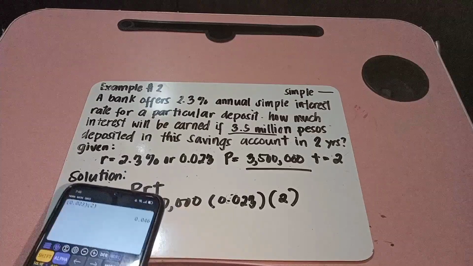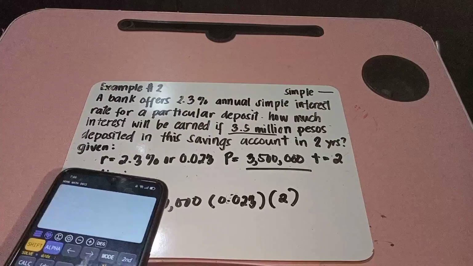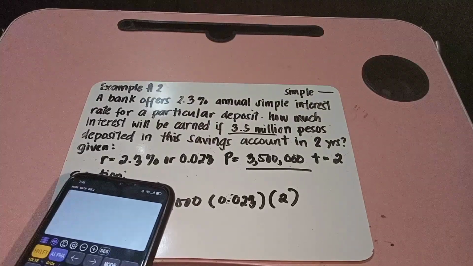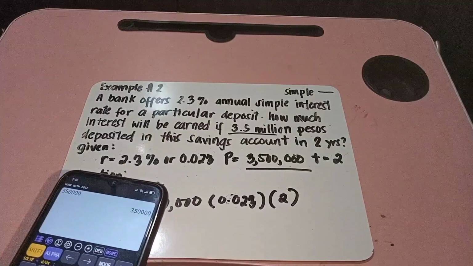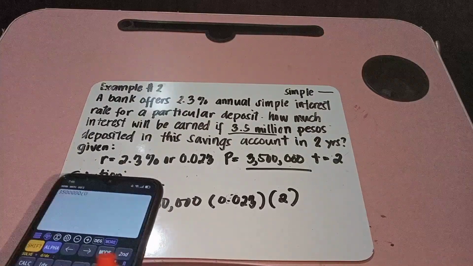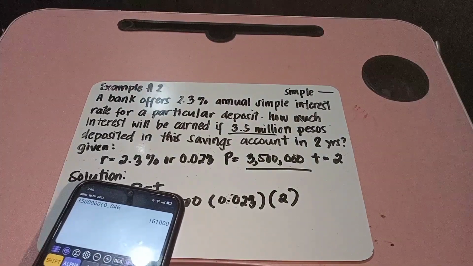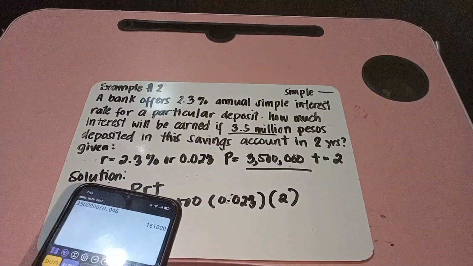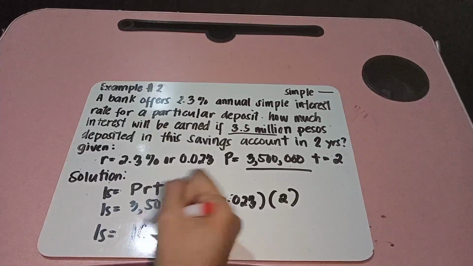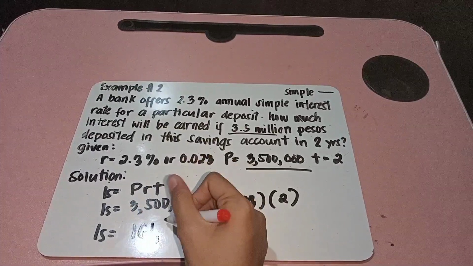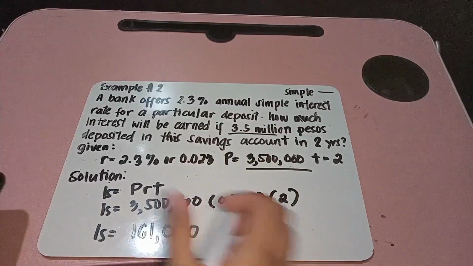Ipagta-times naman natin siya sa 3,500,000 pesos. 3,500,000 times 0.046. So, the answer would be 161,000 pesos.